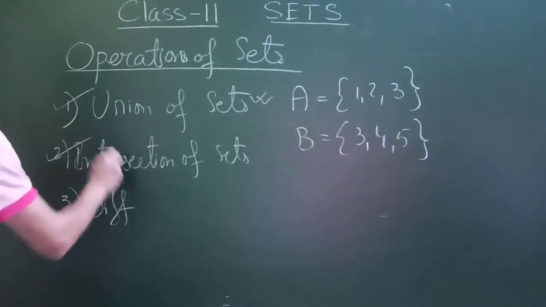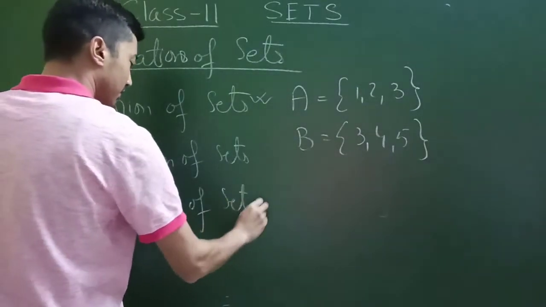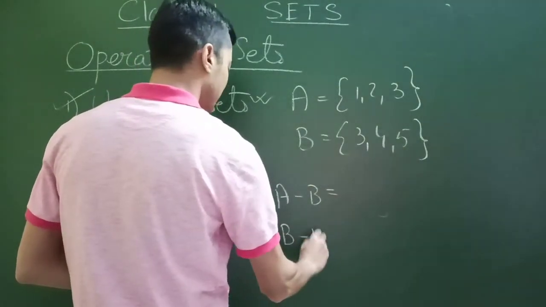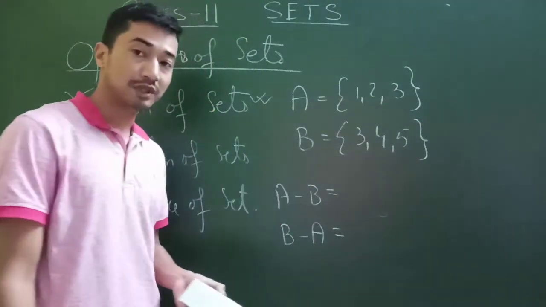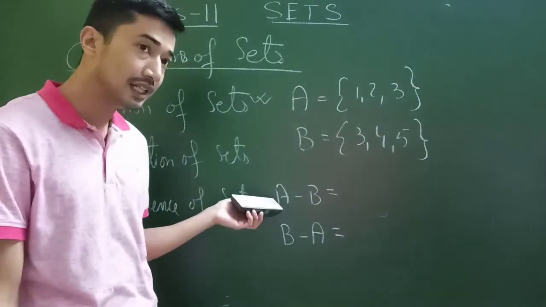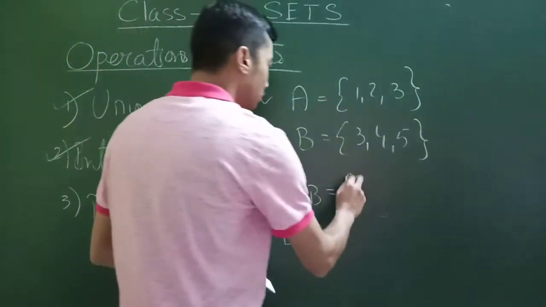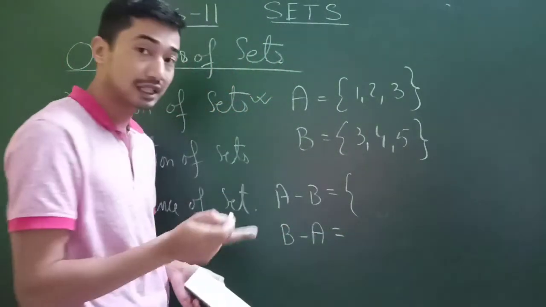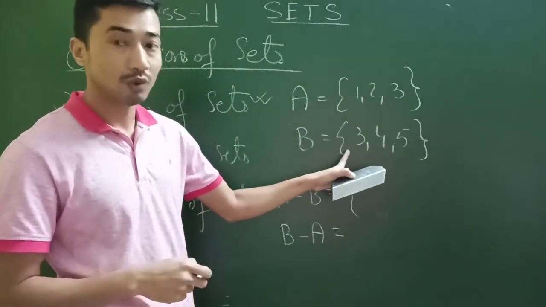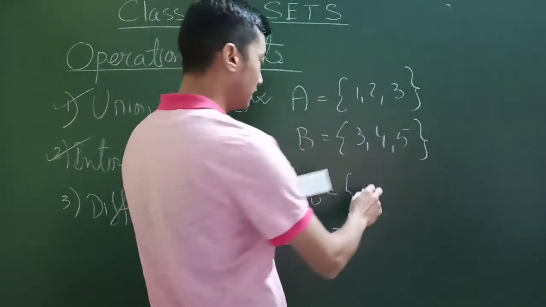Intersection, check. Quickly, difference of sets. It's a subtraction concept, A minus B, B minus A. If it's A minus B, from the set A, if you have any elements which are present in the set B, remove them. Do you see from the set A any elements which are in the set B? I see 3. So from A, remove 3.